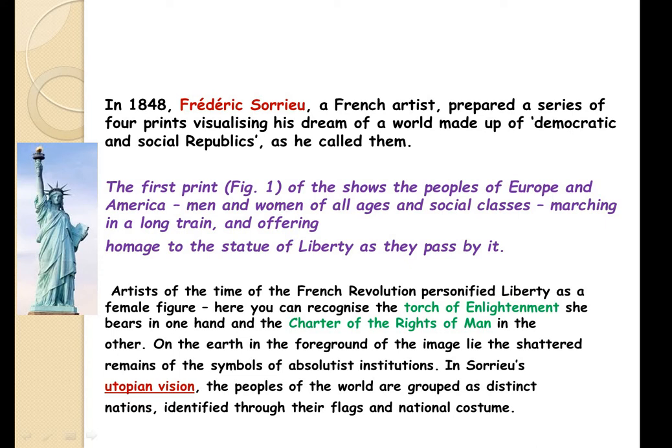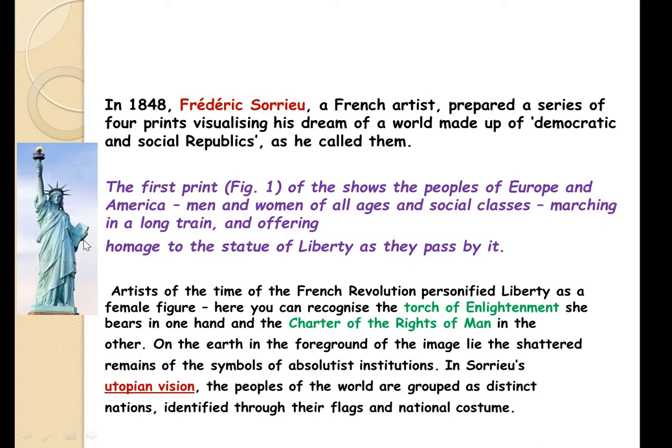Artists of the time of the French Revolution personified liberty, which means they always put human qualities into the Statue of Liberty as a female figure. Okay, they saw the statue as a female figure. Here you can see the torch of enlightenment. Please follow me on this picture. She bears this in one hand and the Charter of Rights of Man in the other. Very important point. So this is a female figure for them. You have the torch of enlightenment and the Charter of Rights of Man.